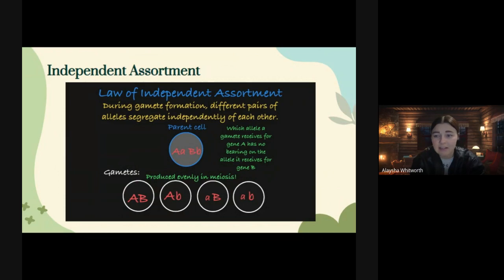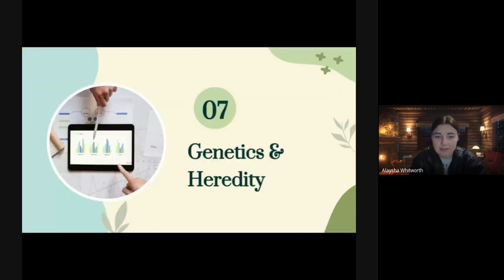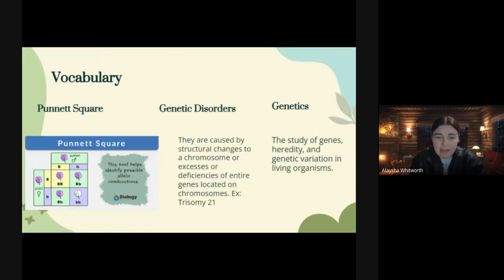And again, that relates to your Punnett square. If the circles are confusing, think of a Punnett square. Unit 7 is genetics and heredity. Again, our Punnett square is super important to identify possible allele combinations, whether they're homozygous or heterozygous. Just for the record, homozygous is the same letter, so they're both either capital or both lowercase. Heterozygous is different, so a capital and a lowercase.